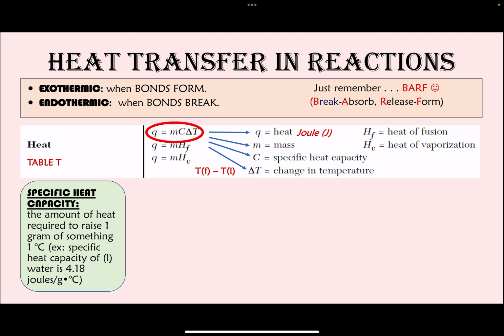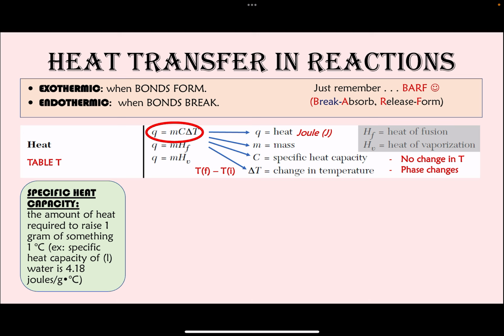Okay? Now, the other two equations that are given in Table T are the equations that we use if we do not have a change in temperature. These represent the phase changes, because think back to your heating and cooling curves. Whenever the phase change was occurring, there was no change in temperature. So for those scenarios, we cannot use the Q equals mC delta T equation. In that case, we use the other two equations, Q equals mHf or Q equals mHv.